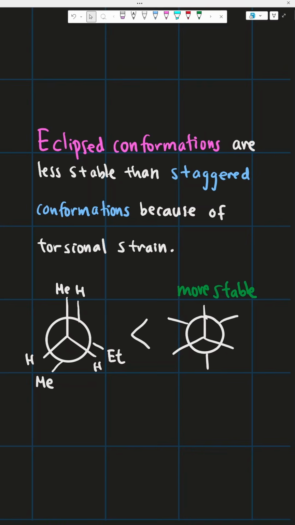Staggered conformations are more stable than their eclipse counterparts because they minimize torsional strain, which is the instability caused by electron clouds repelling each other. In an eclipse conformation, each of these hydrogen and alkyl groups, so these, are so close to each other that they repel each other and cause instability.